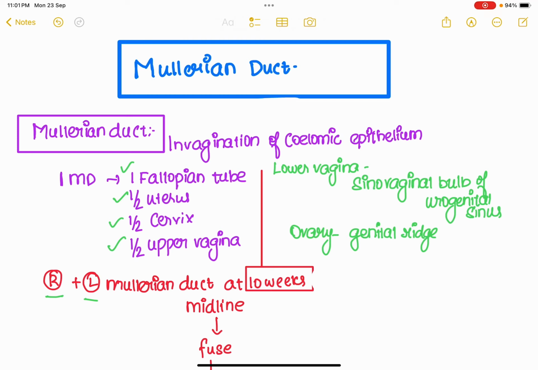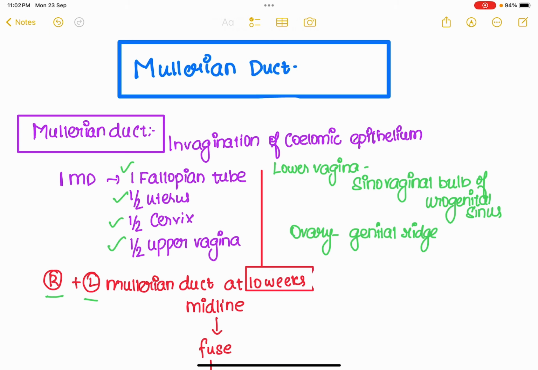So in today's module, we are going to deal with the Mullerian duct. As we all know, the Mullerian duct is very important for the formation of the female internal genital organs. So what are the female internal genital organs? The fallopian tube with the ovary, the uterus, cervix and vagina are the female internal genital organs. So basically, this Mullerian duct is very important for their formation.